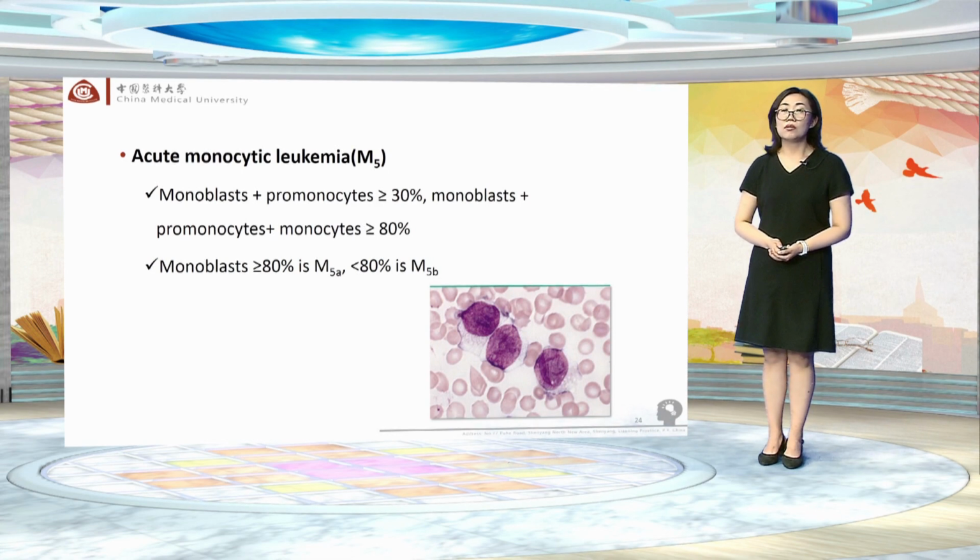M5 is the acute monocytic leukemia. Monoblasts and promonocytes are at least 30%. Monoblasts, promonocytes, and monocytes are at least 80%. M5 is subdivided into M5A and M5B. Monoblasts greater than or equal to 80% is M5A. Less than 80% is M5B.